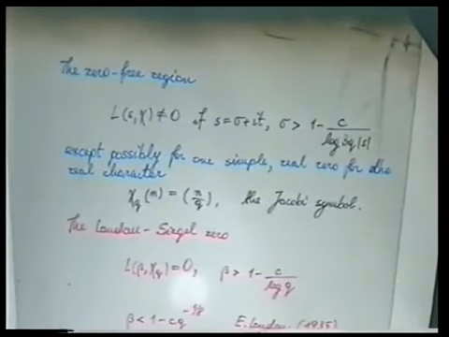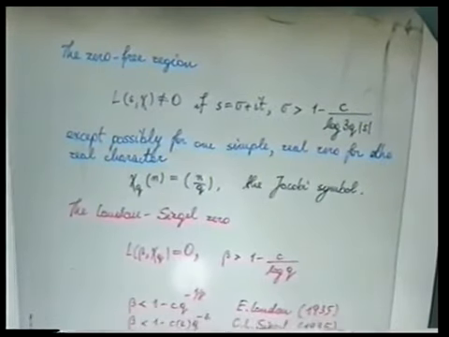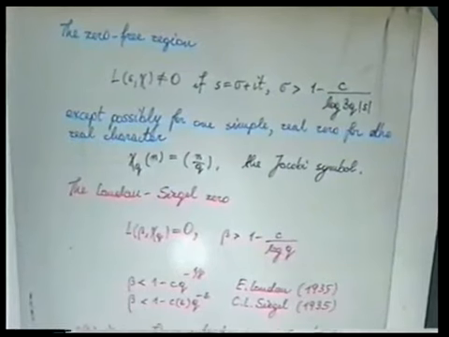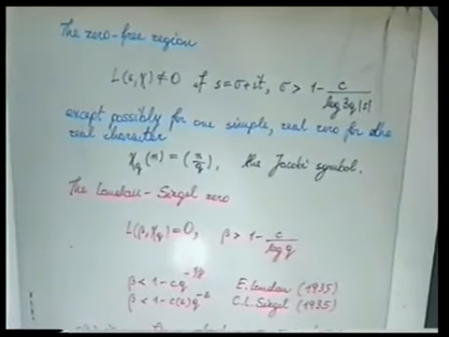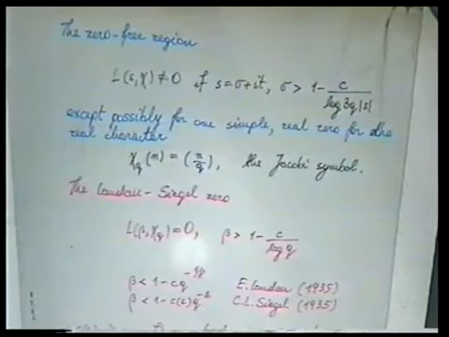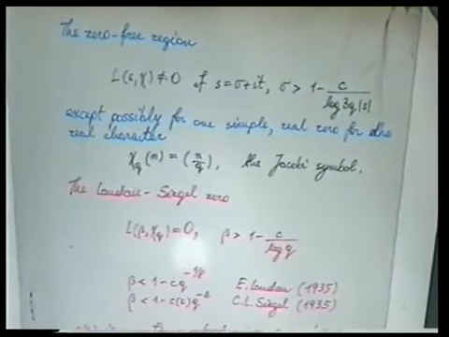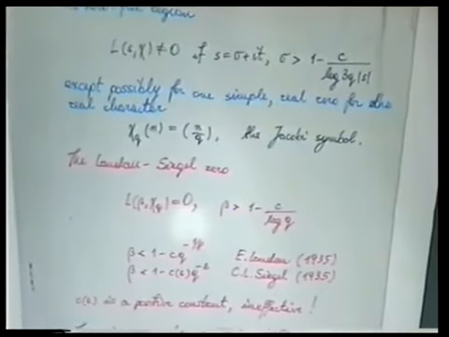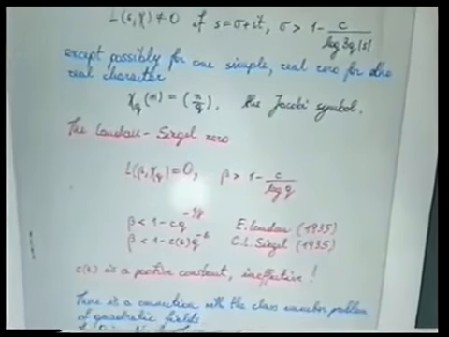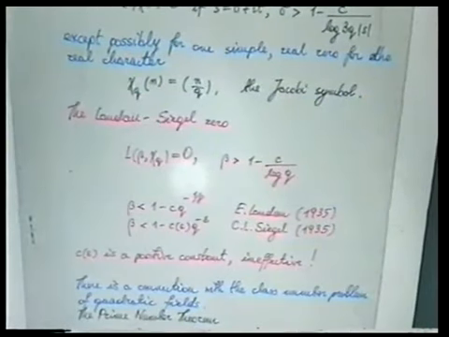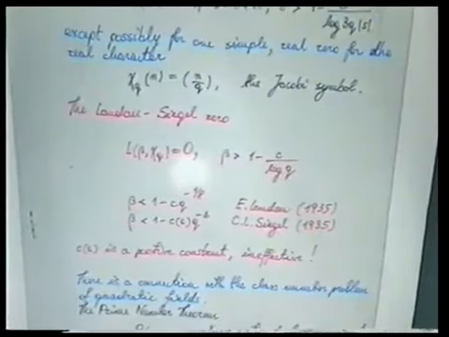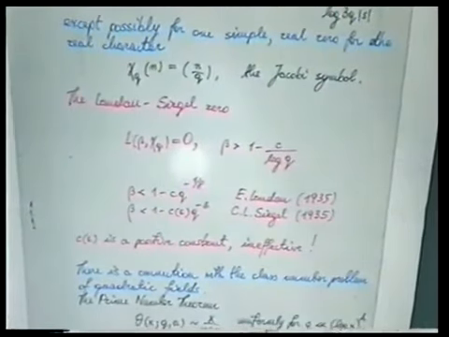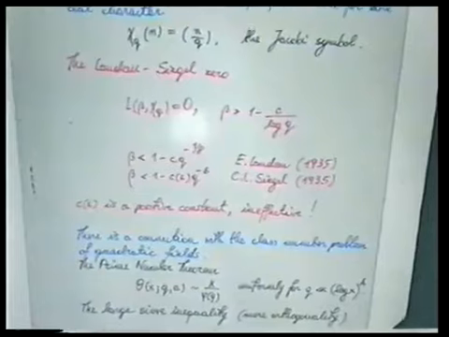And even that is not completely known. This is known for all the functions of modulus q, except possibly for one simple real zero, which corresponds to a real character, and this would be the Jacobi symbol. Assume q is square free. There are a few variations of that. So this is simply for the real character, which is essentially a Jacobi symbol.